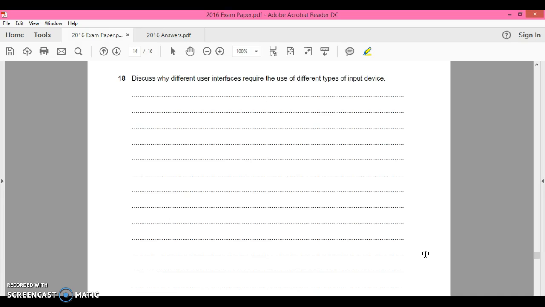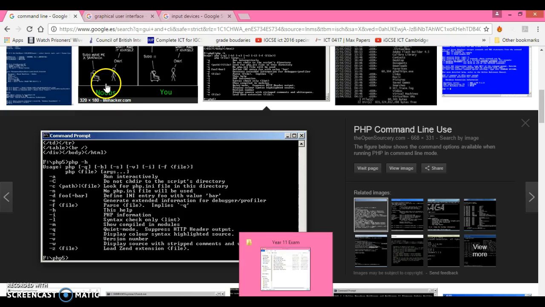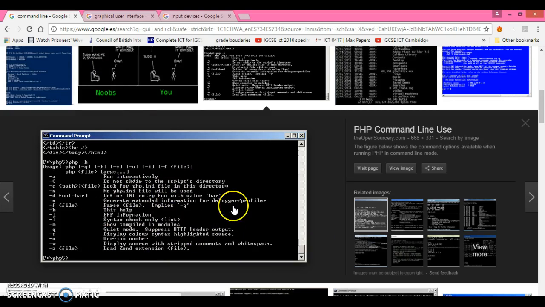A way that they could ask this question a lot easier is: discuss why command line and graphical user interfaces require different types of input devices. That would be a lot easier. But they try to confuse you by saying user interfaces. You only need to know two user interfaces and that's it. So here are examples that I've got for you. This is your command line user interface.